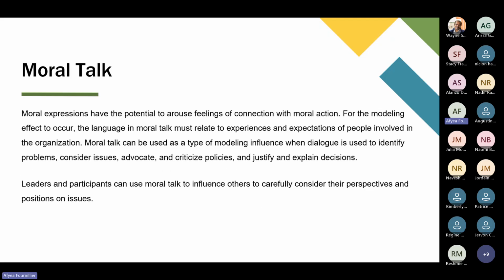Moral expressions have the potential to arouse feelings of connection with moral action. For the modeling effect to occur, the language in moral talk must relate to experiences and expectations of people involved in the organization. Moral talk can be used as a type of modeling influence when dialogue is used to identify problems, consider issues, advocate and criticize policies, and justify and explain decisions. Leaders and participants can use moral talk to influence others to carefully consider their perspectives and positions on issues.